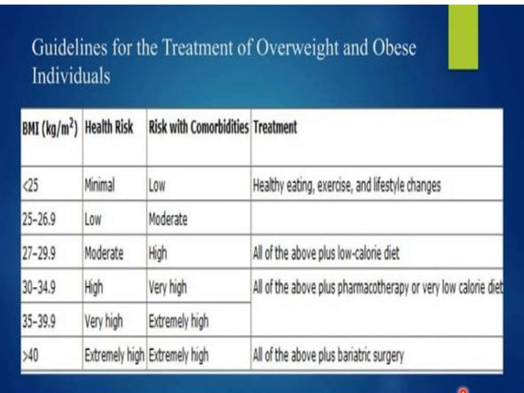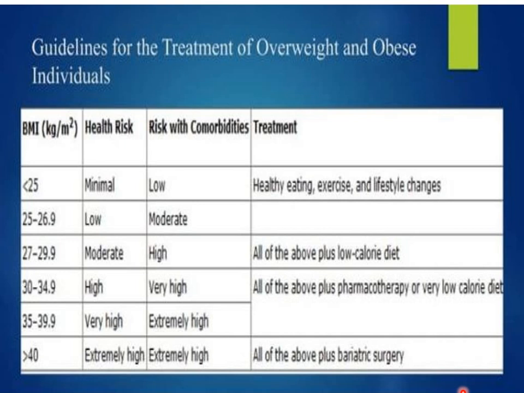For people whose body mass index is 35 to 39.9, they have a very high health risk and an extremely high risk with comorbidity. The treatment is the same.